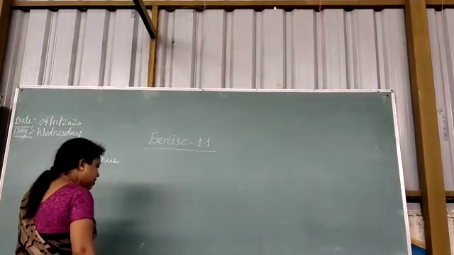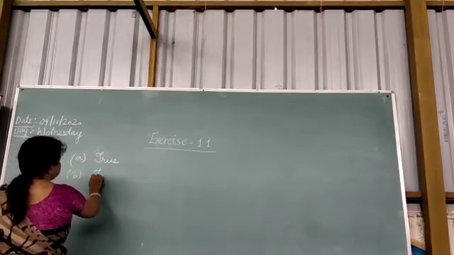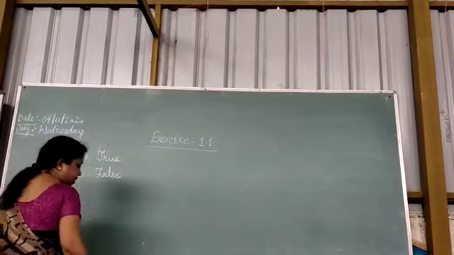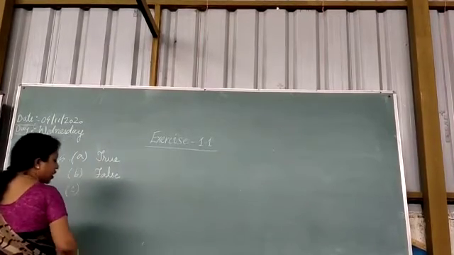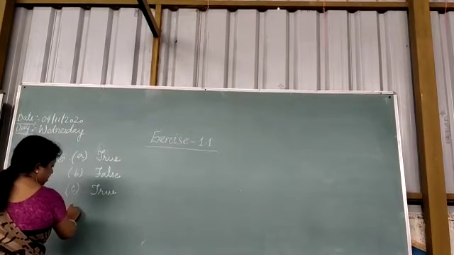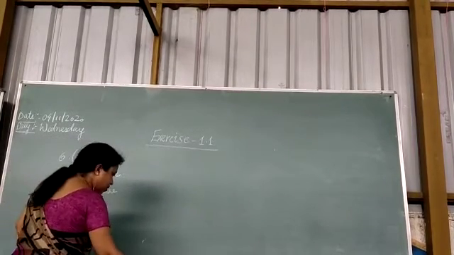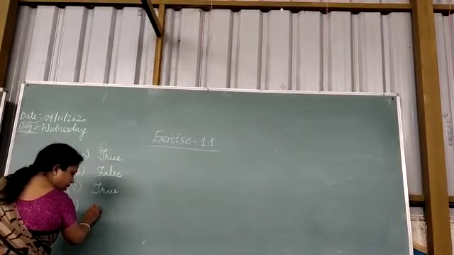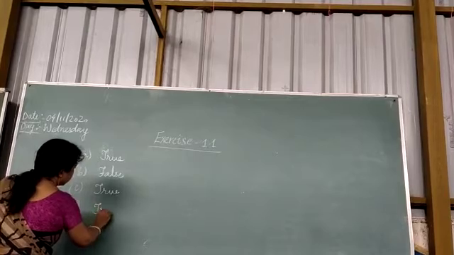12 divided by 0 is equal to 0. This is false. Next, number C is 1 divided by 1 is 1. So it's true. Next, 0 divided by 4 is 0. We have done it at number A. So it's true.